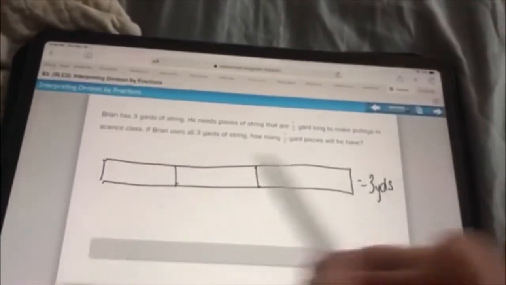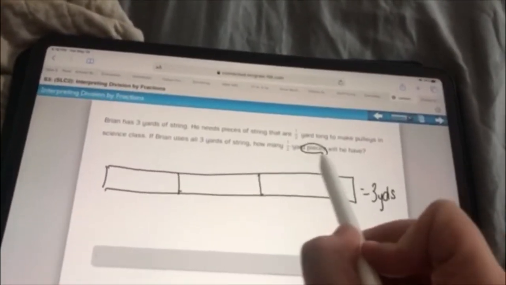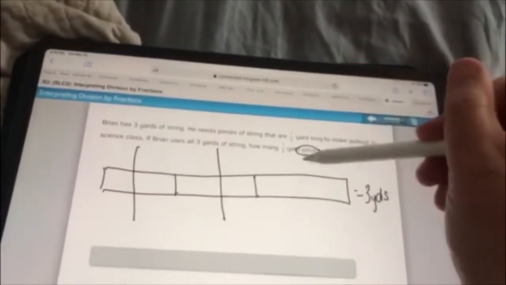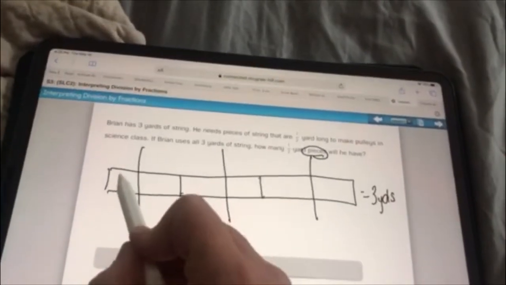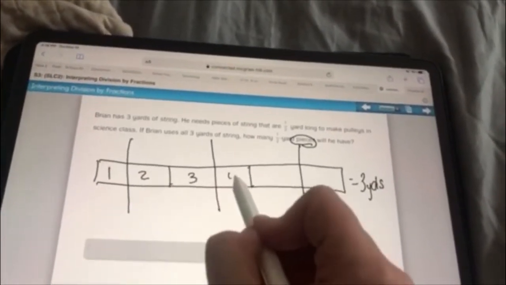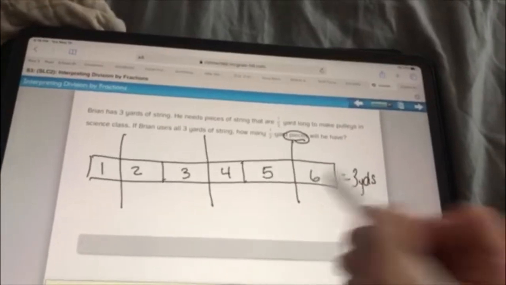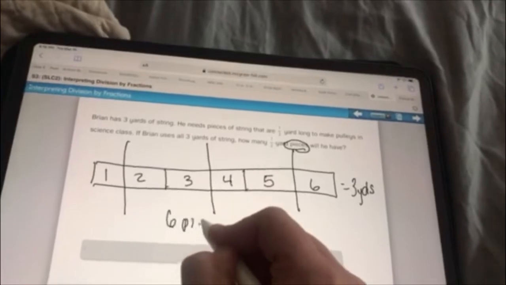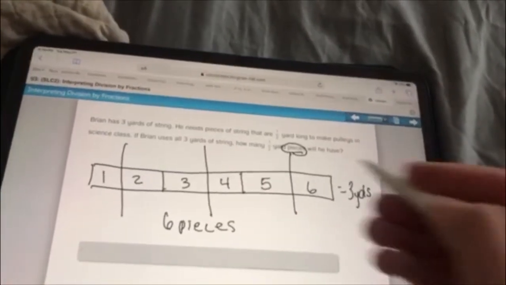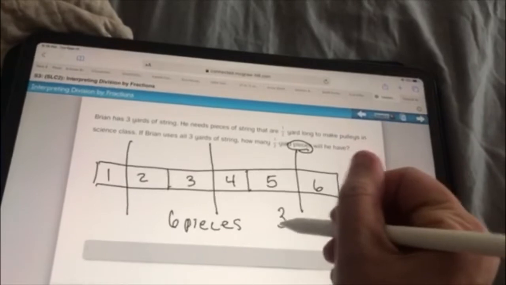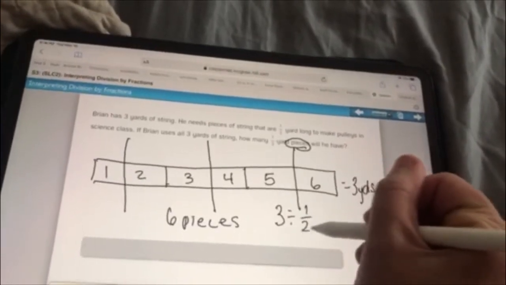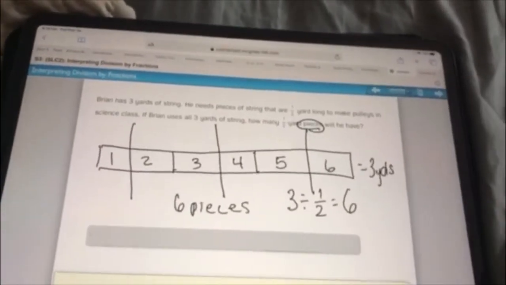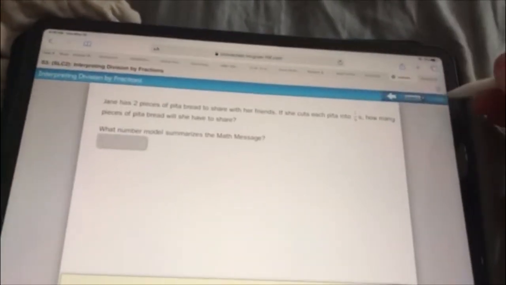Well again, there's that key word, pieces. So he would take each yard and split them into halves. He would have 1, 2, 3, 4, 5, 6 pieces. So he would have 6 pieces of string. So basically what we did was 3 divided by 1/2 equals 6. So we did that one.